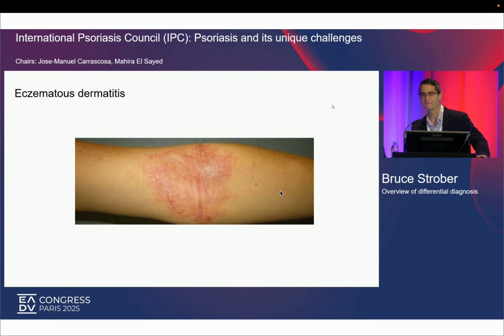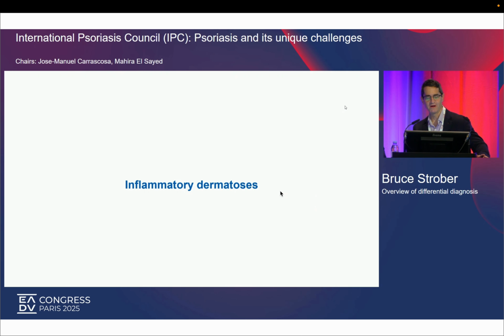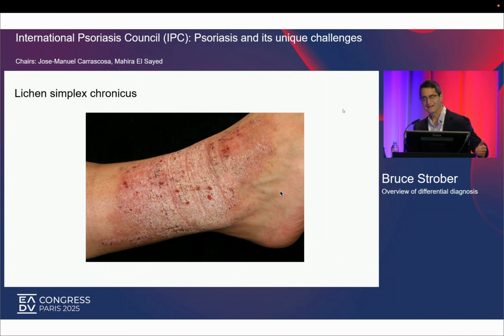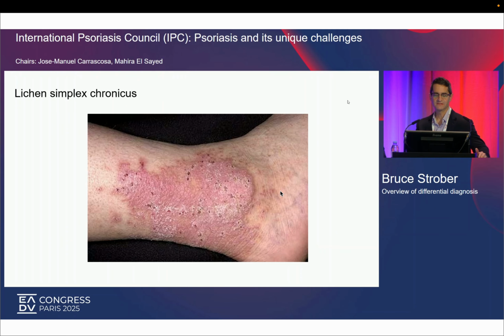And even if you did a biopsy, you might find psoriasis in some instances has spongiosis, and that would confuse us as well. So a related inflammatory dermatosis might be lichen simplex chronicus, which is essentially chronic scratching of something that's usually pruritic, and that could be an eczematous dermatitis. But you can see how this could be mistaken for psoriasis, as could this plaque.